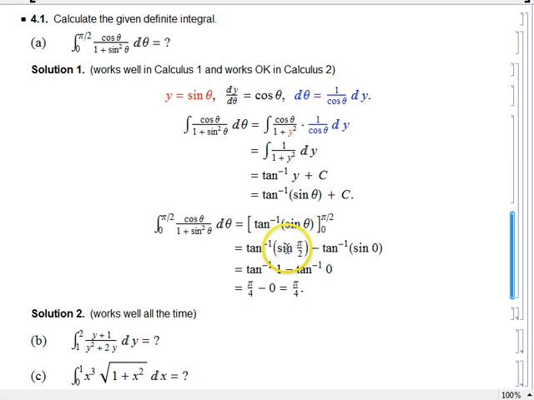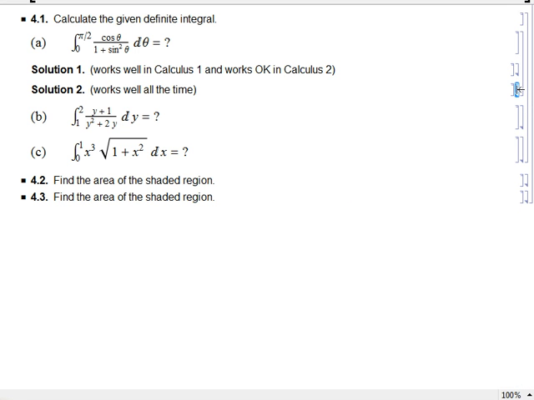So plug in pi over 2, plug in 0, so we have arctangent of sine of pi over 2, which is 1, minus arctangent of 0. So what do you have? Pi over 4 minus 0, so we have the answer, pi over 4. This is one way. This works pretty well at the Calculus 1 level and Calculus 2 as well, but if you move on to multivariable, there will be some situations where this method will break down.